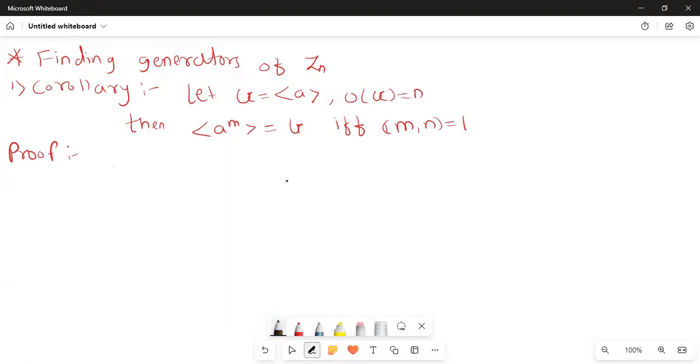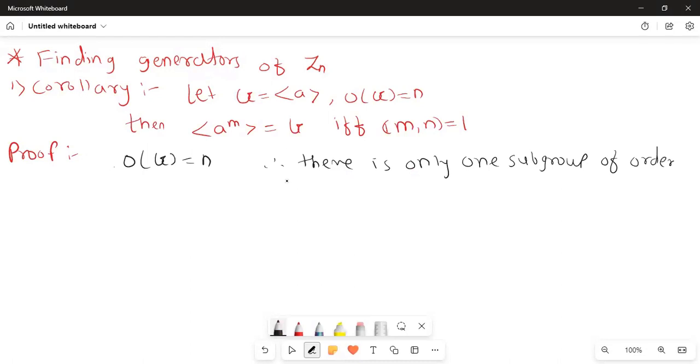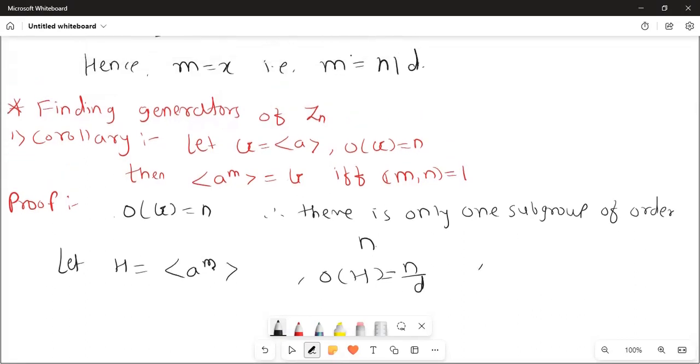यहाँ पे क्या दिया है, ऑर्डर ऑफ g इज इक्वल्स टू n दिया है, and therefore there is only one subgroup of order n. Let subgroup h is equals to a raised to m, then ऑर्डर ऑफ h इज इक्वल्स टू n डिवाइड्स d, जो ऊपर के थ्योरम में हमने देखा था, and d is equals to gcd of m, n.